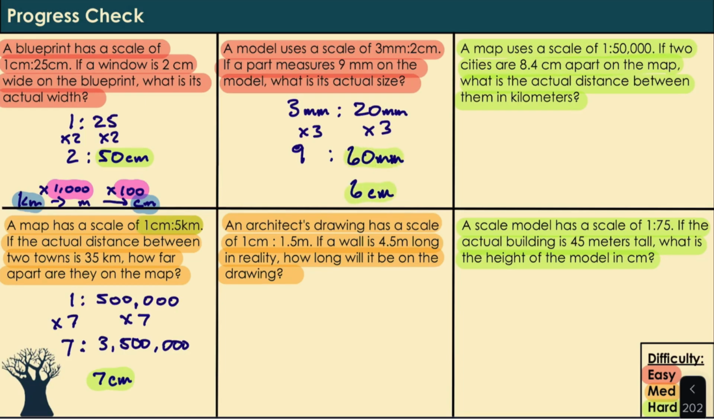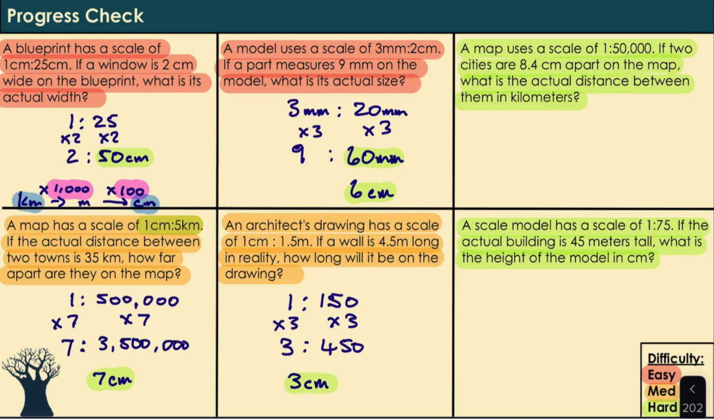Next up, we have our 1 centimeter to 1.5 meters. Let's convert that 1.5 meters by multiplying by 100, and we get 150. We have our ratio. The wall is 4.5 meters long. We convert the 4.5 into centimeters by multiplying by 100. 4.5 times 100 is 450. What have we scaled up by? We've multiplied by 3, and we do the same on the other side. So we get 3 here. In the drawing, we would have 3 centimeter length.